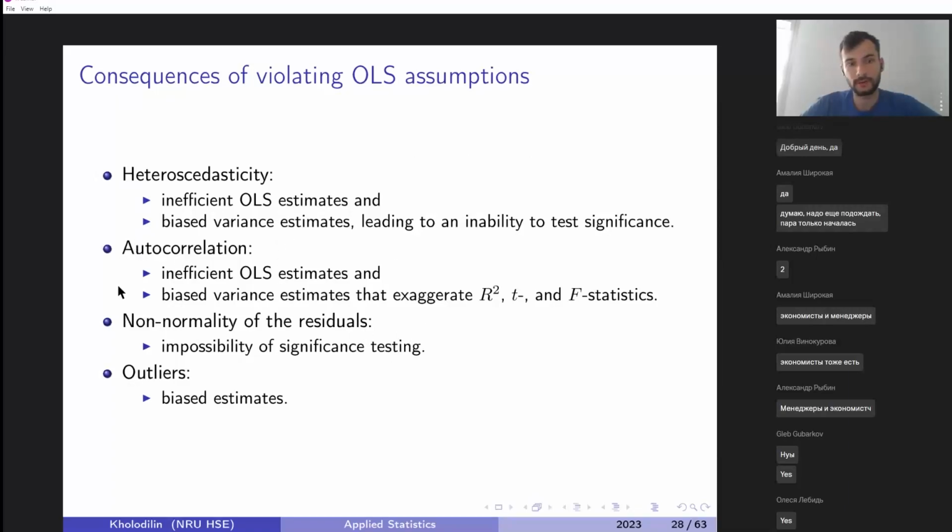If we have autocorrelation, then we have a similar problem with inefficiency. And then we have problems with our tests, so they cannot tell much about our estimator, how good it is or not.